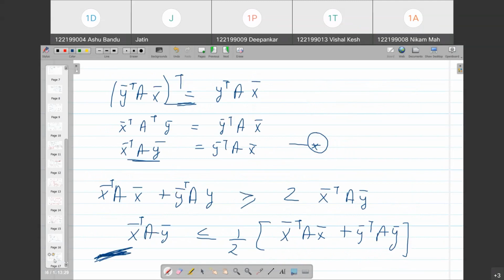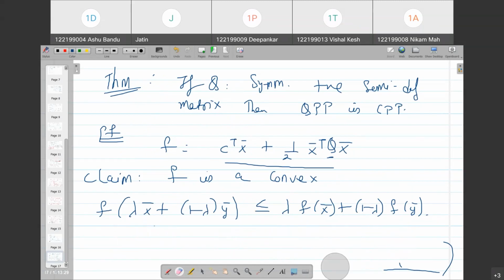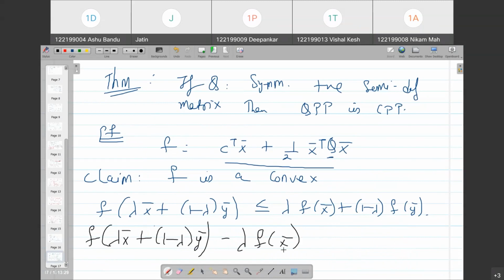Or actually, let me tell you a different way to show this thing. This will be much easier. I have to show that f of lambda x bar plus 1 minus lambda y bar, minus lambda times f of x bar plus 1 minus lambda into f of y bar, is less than or equal to 0. This is what I want to show.